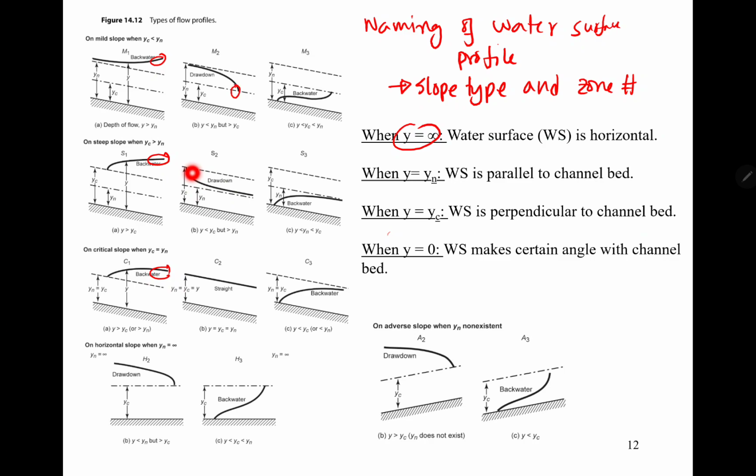You can see here it's perpendicular, so whenever it's close to yc, it will be perpendicular. When y equals 0, the water surface makes a certain angle with the channel bed. That's because this is obviously not possible: when y is 0, there is no water surface. But theoretically, if we want to find the shape of the water surface profile, they make a certain angle here, and there is no specific rule for that. In total we have 3, 6, 9, 11, 13 profiles.